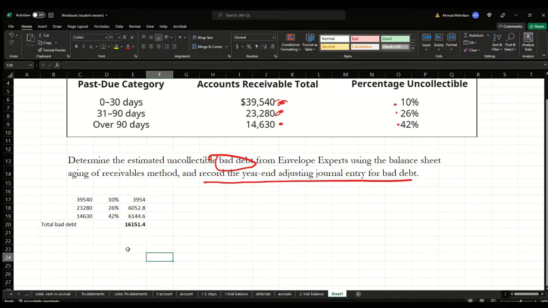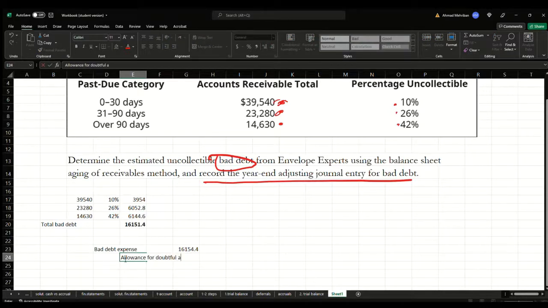Now, this is an allowance method. We are making the estimation now, and the estimation is going to be recorded. The journal entry will be bad debt expense. On the debit side will be recorded 16,151.4, whereas on the credit side, we are going to record the allowance for doubtful accounts, 16,000.